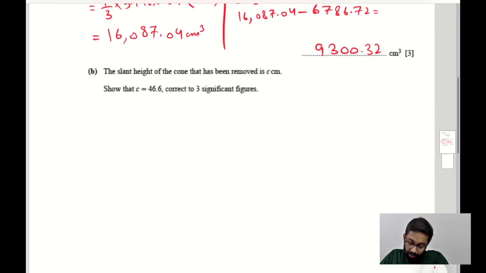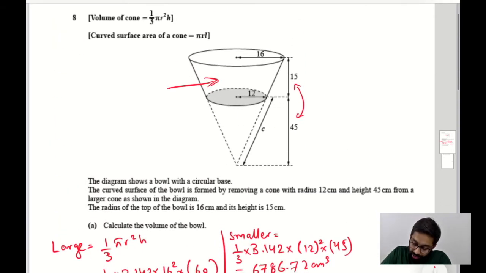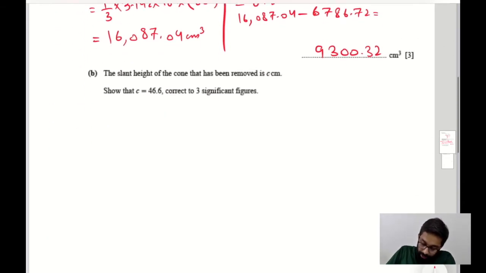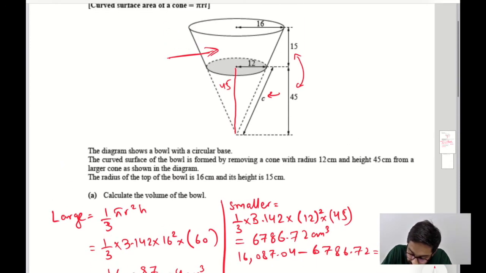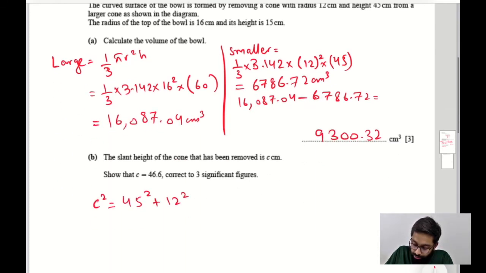The slant height of the cone that has been removed is C centimeters. Show that C is 46.6, correct to three significant figures. So this is C, and the height of this cone is 45. So we use the Pythagoras theorem. We do C squared equals 45 squared plus 12 squared. Yes, because it makes a 90-degree angle between 45 and 12. So this right here is the hypotenuse.